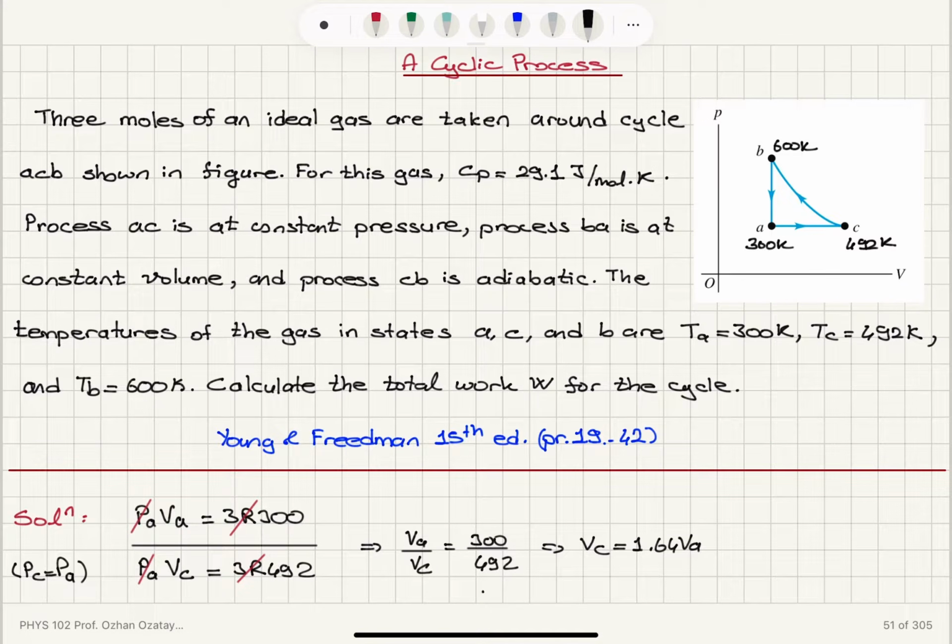So this tells us that the volume at point C is 1.64 volume at point A. So the process involves going from VA to 1.64 VA and back to the original volume VA. Whether or not this will be useful, I don't know, but at this point I want to determine how the volume changes using this information.